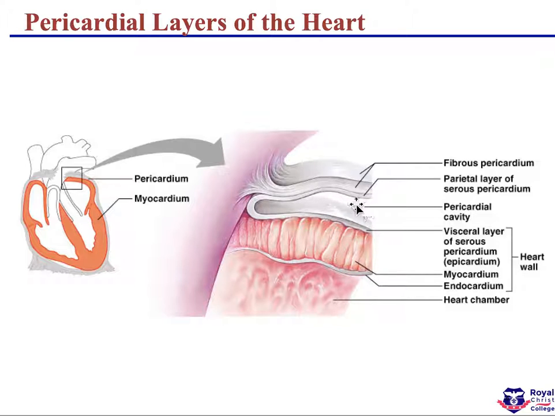So the pericardial cavity lies between the visceral layer and the parietal layer. The visceral layer is directly in contact with the myocardium of the heart, and then beneath the myocardium, what you have is known as the endocardium, which is in contact with the muscles of the heart chamber.